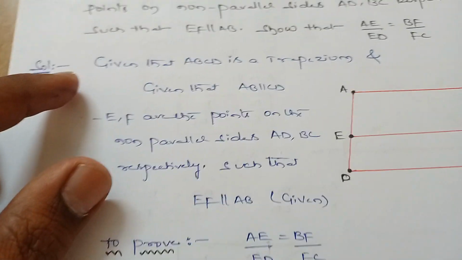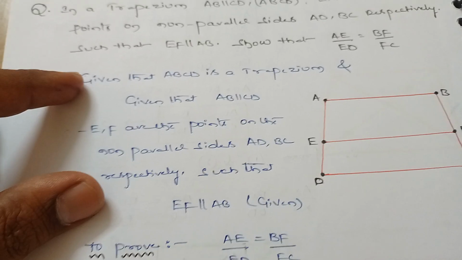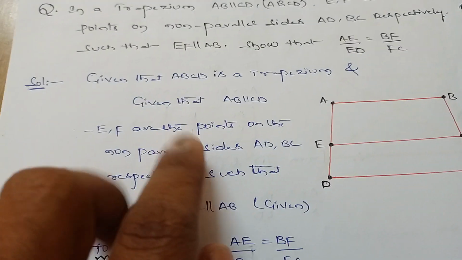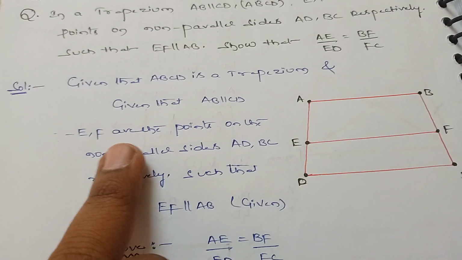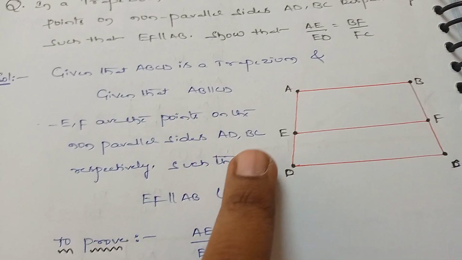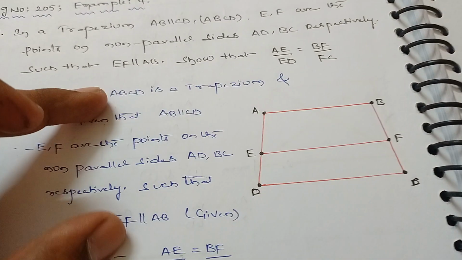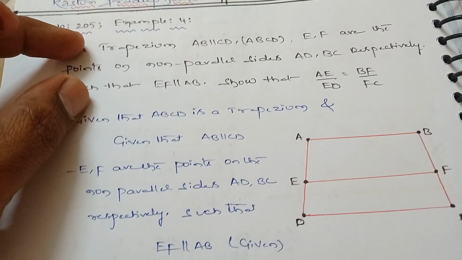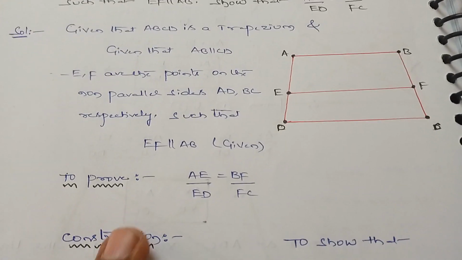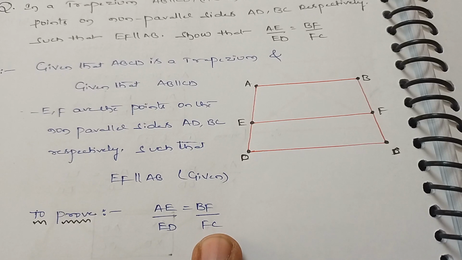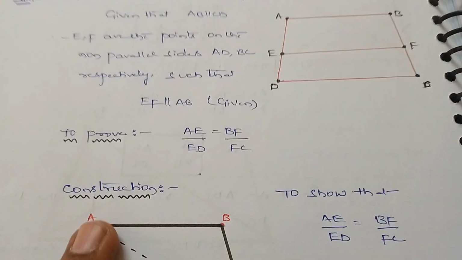First mention all the given points, what is given in the question and what is given in the statement. Given that ABCD is a trapezium and AB is parallel to CD and E, F are the points on the non-parallel sides AD, BC respectively, such that EF is parallel to AB. These are all given in the statement itself, that is the question. We need to prove that AE by ED equal to BF by FC. Okay, now the construction part.